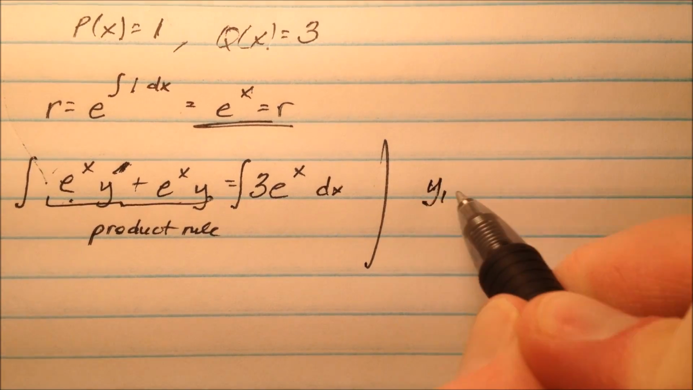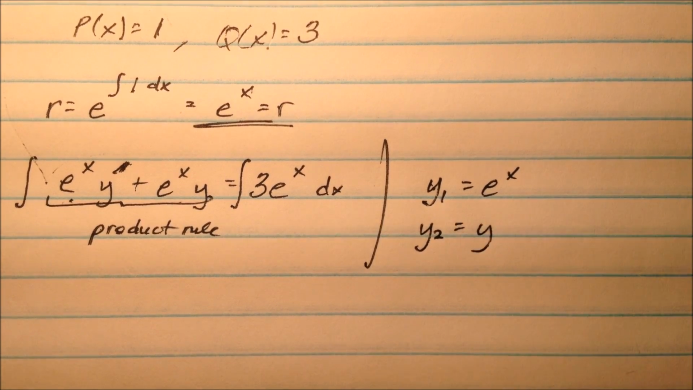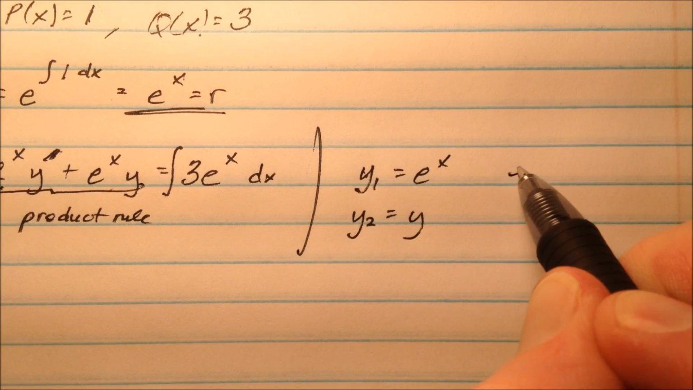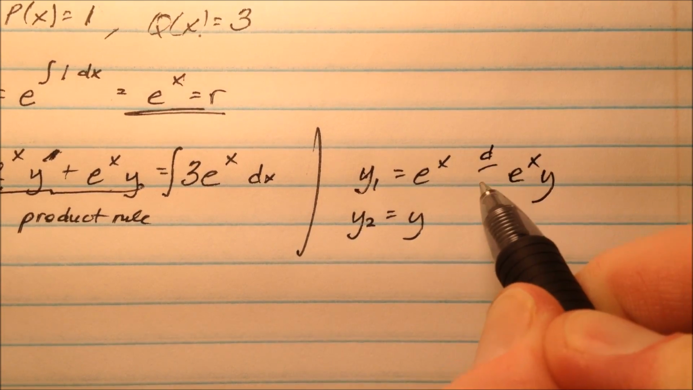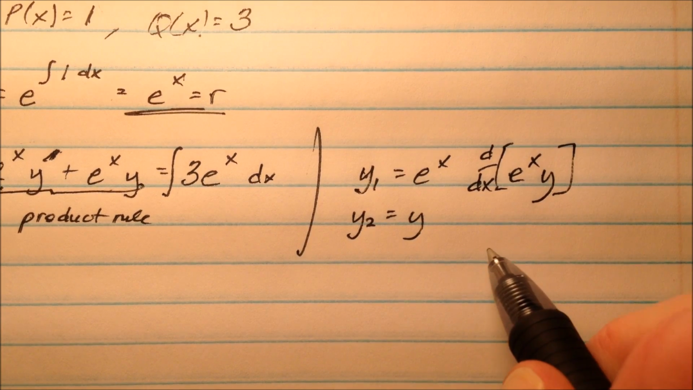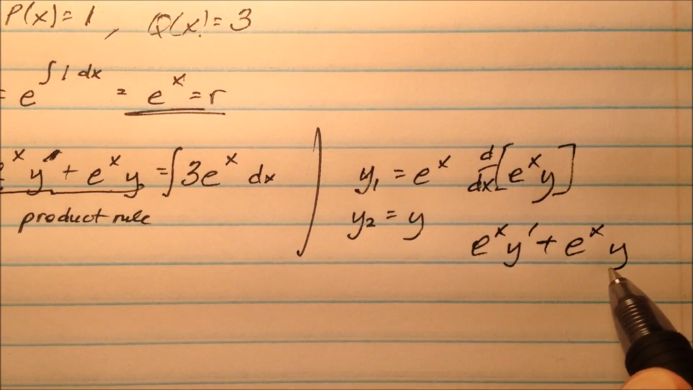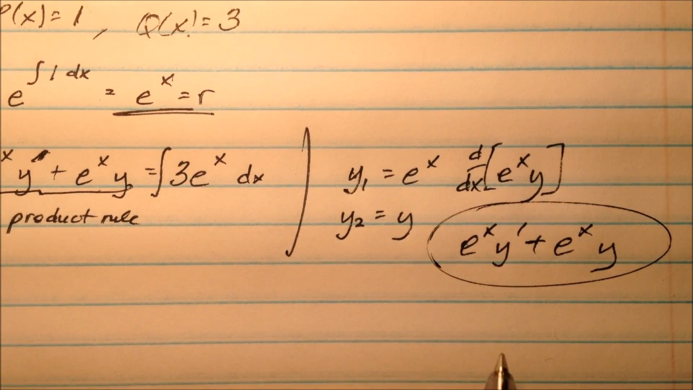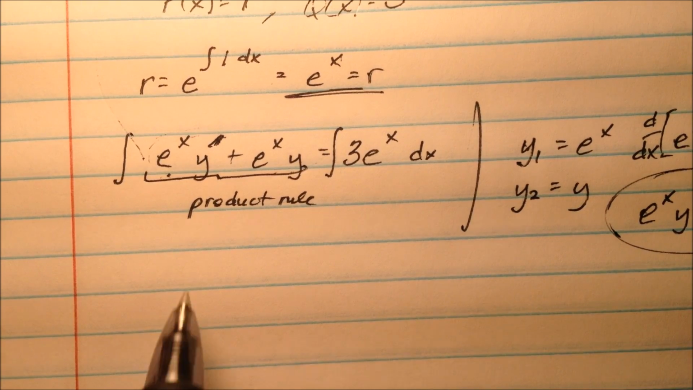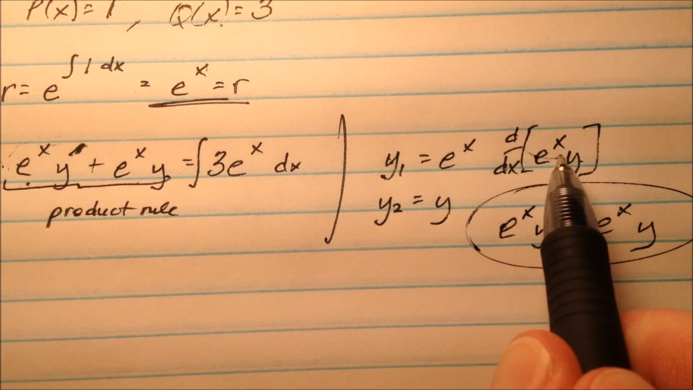If we have y1 is e to the x, and we say y2 is just y, then when you have e to the x y, and you differentiate that with respect to x, you actually get e to the x y prime plus e to the x y. Well, hey, that right there is exactly what we have on this side. So when we integrate this, we're just going to get this e to the x y from over here.